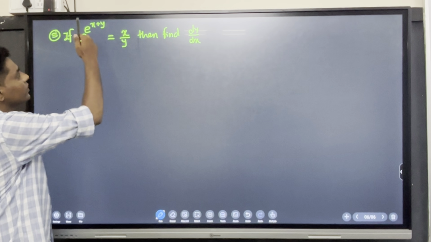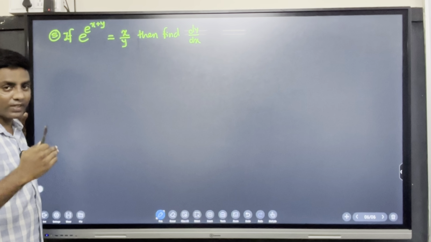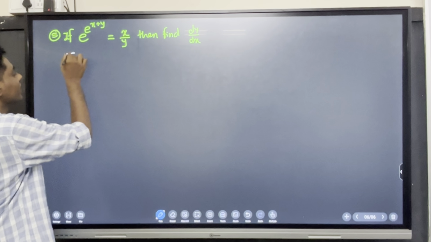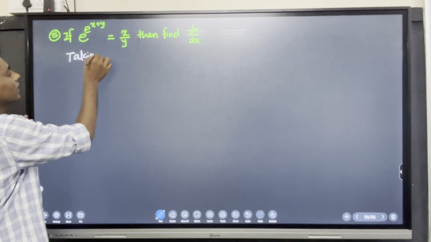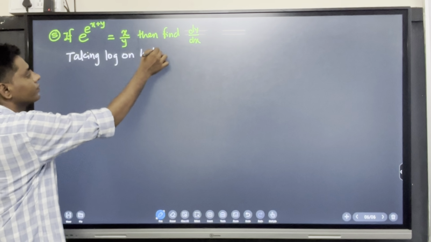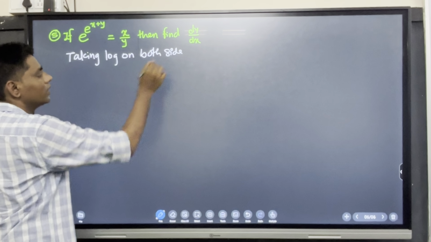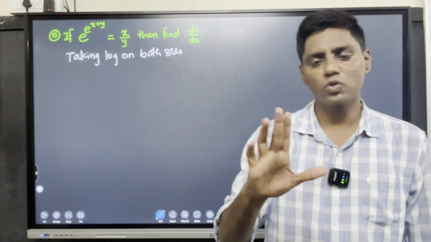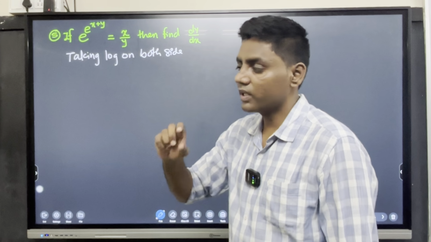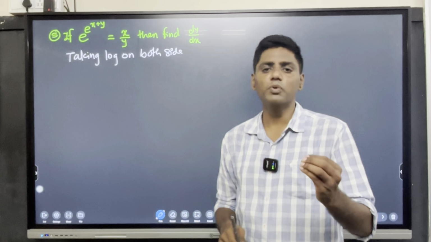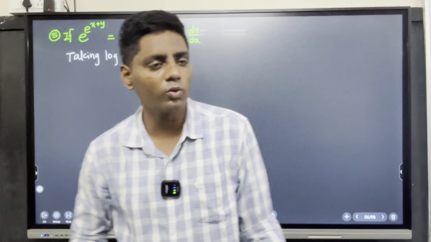What is given? e raised to x plus y. When there is a double raised to, solve by using the log. So taking log on both sides, taking log on both sides. Remember, when we observe function raised to function, solve by taking log on both sides. And when raised to is given, again solve by taking log on both sides. These two simple observations you have to remember, and you can solve the question.